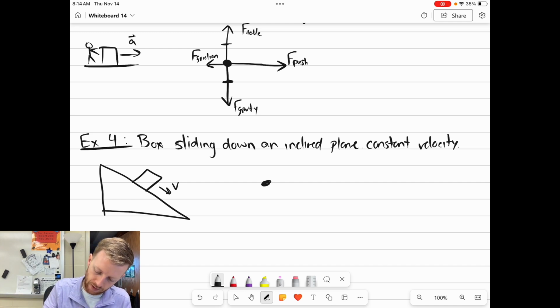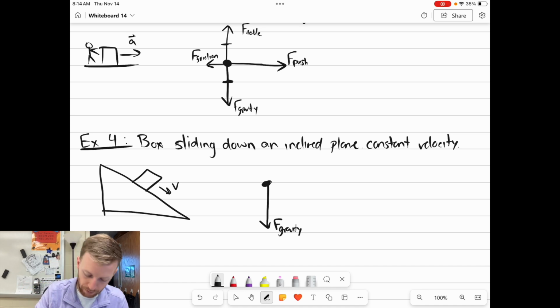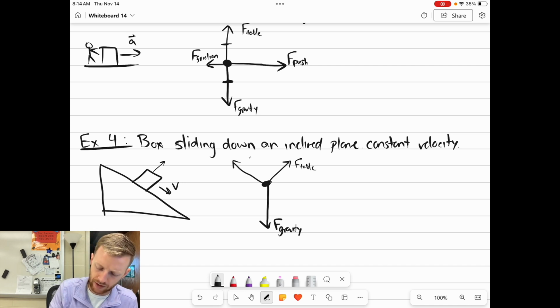So gravity always points down, so we're going to go ahead and draw in that F gravity here. The issue becomes, though, I'm not at angles. I'm not completely X and Y 90 degree, right? I'm not square. So my surface pushes up and to the right here. So this is going to be F of my table. And friction would be going against my motion. So here would be the force of friction here.